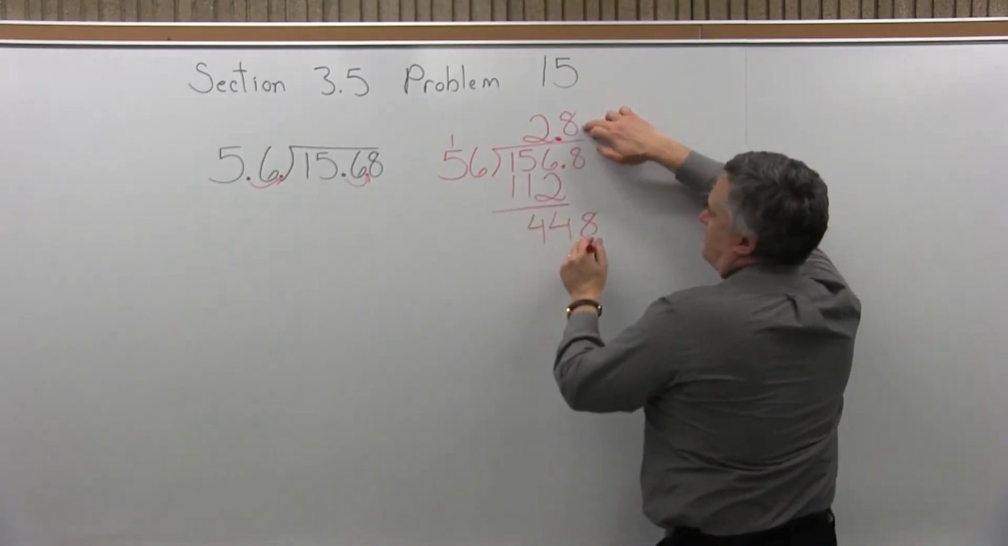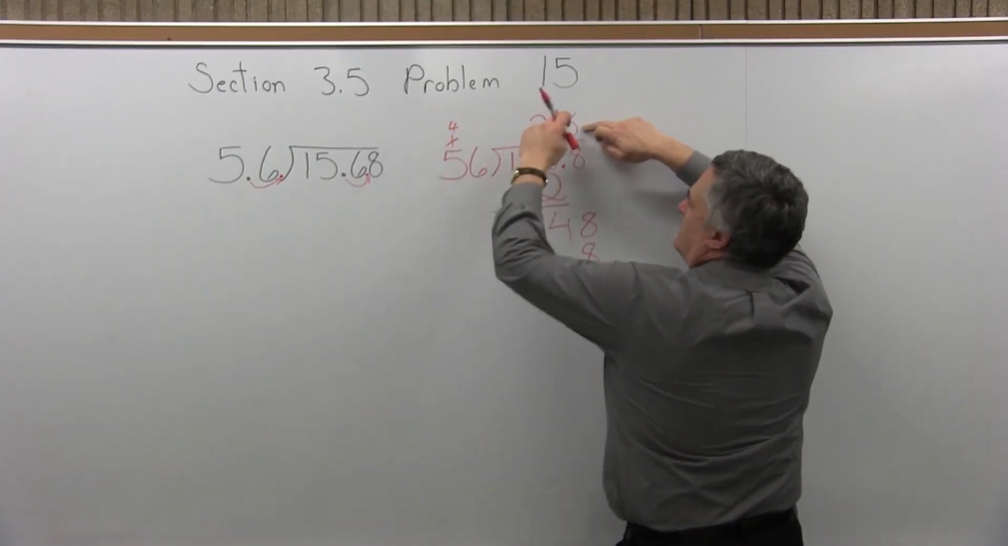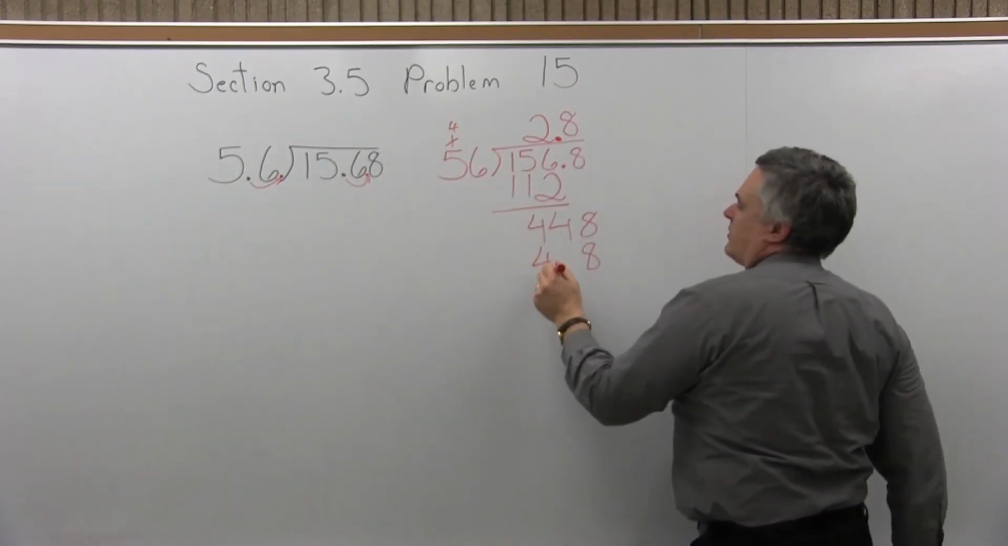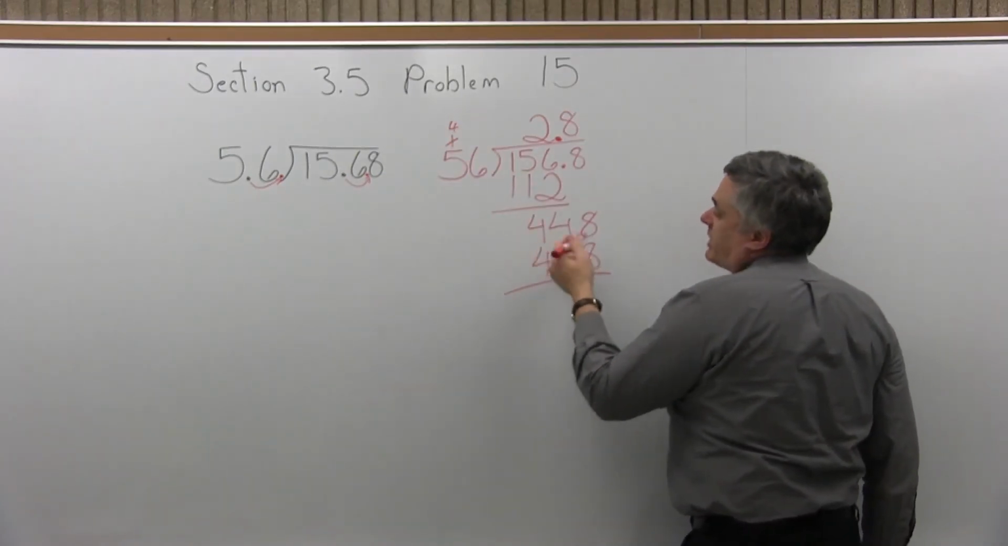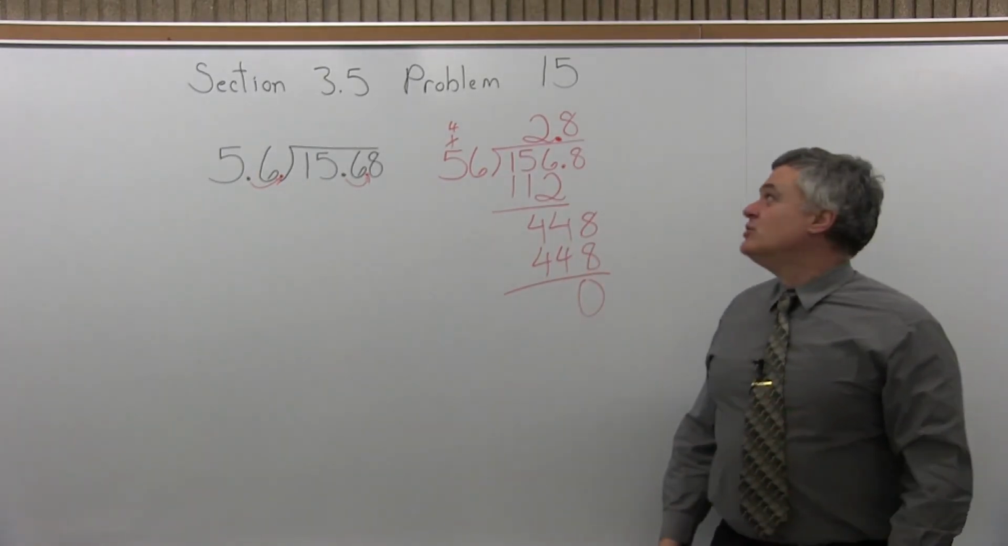8 times 6 is 48. For 48, write the 8, carry the 4. 8 times 5 is 40. 40 plus 4 more that we carried is 44. And now if you subtract, everything lines up nicely. You have a remainder of 0. So the answer is 2.8.